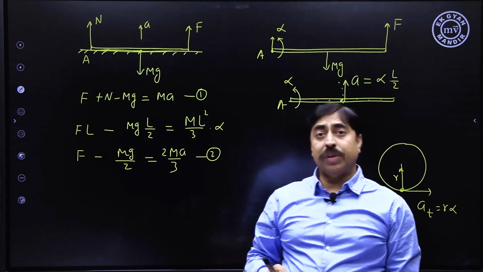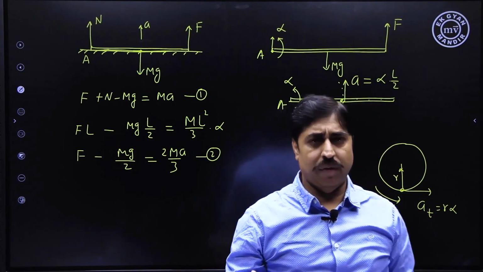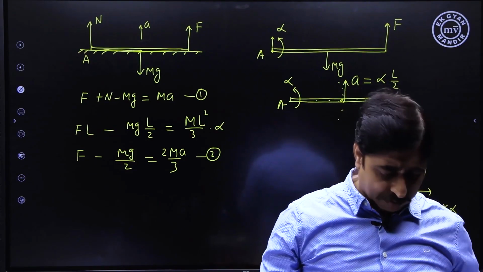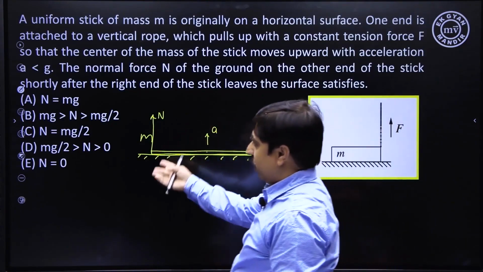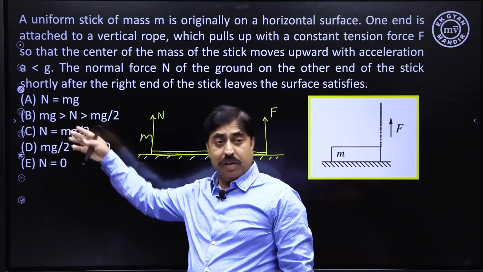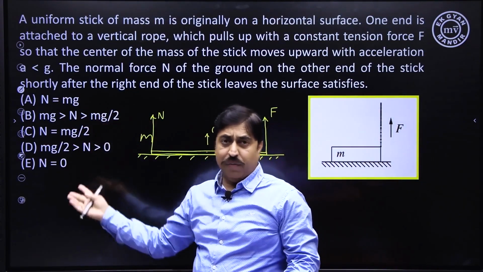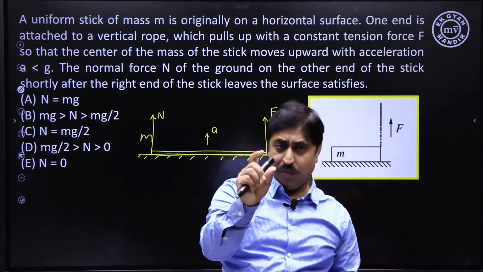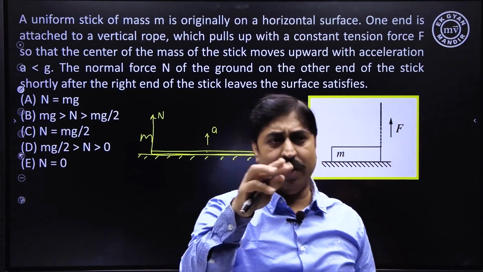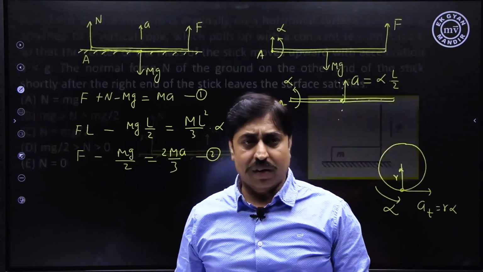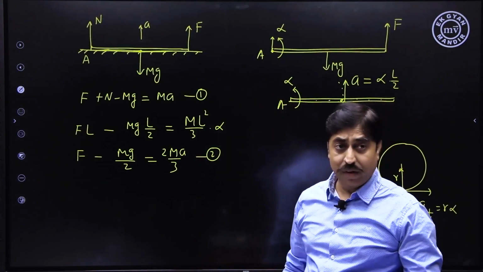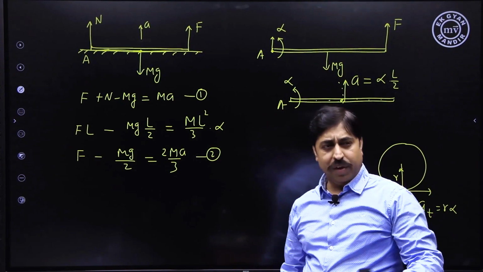Now, between these two equations, let us eliminate F. Why do I want to eliminate F? Because in the question given here, there is no mention of F in all the 4 options. I have to find the value of n in terms of mg basically. There is no F involved here. So, I just want to get rid of F. Let us eliminate F. It is very simple.